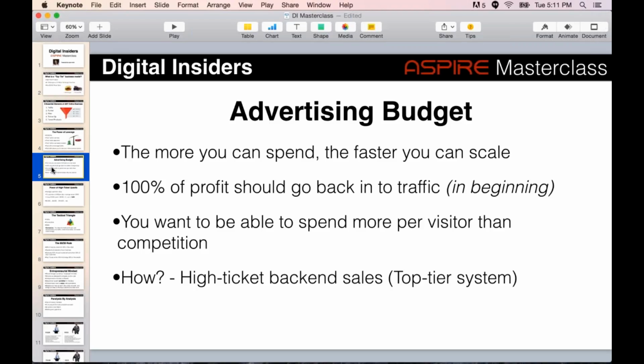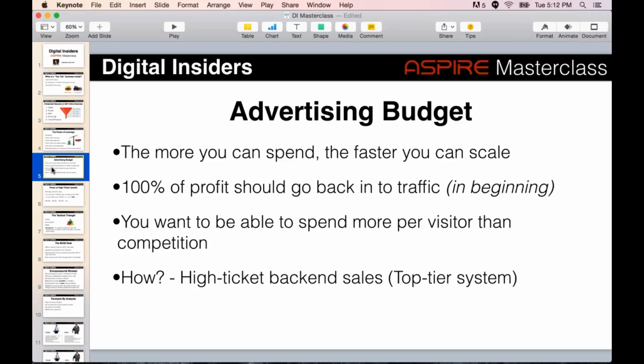So when we're thinking about our advertising budget and how much money we should spend on advertising, the main thing you have to realize is that the more that you spend, the faster you can scale. Whenever you are generating profit from your business, that profit should go back into traffic. Eventually, later on down the road, when you're making enough money where you can invest part of it in traffic and keep some for yourself, that's great. But in the beginning, you want to invest 100% of it back into the traffic, because by doing that, you're going to be able to scale your business very quickly.